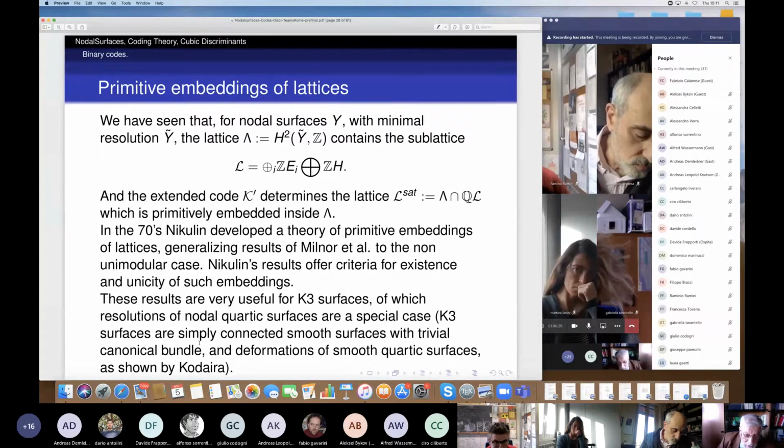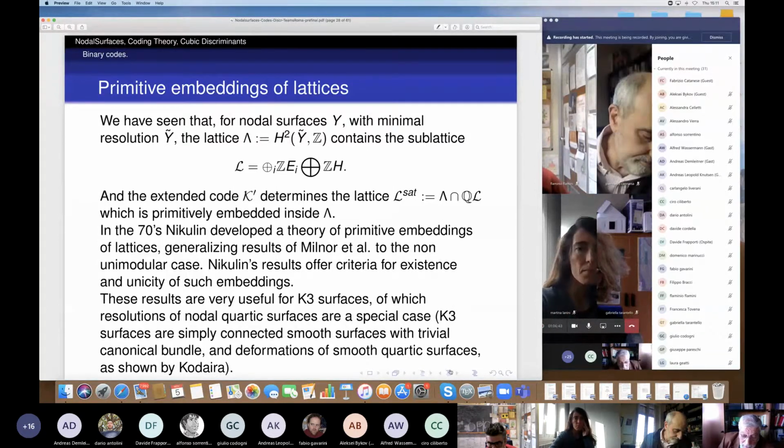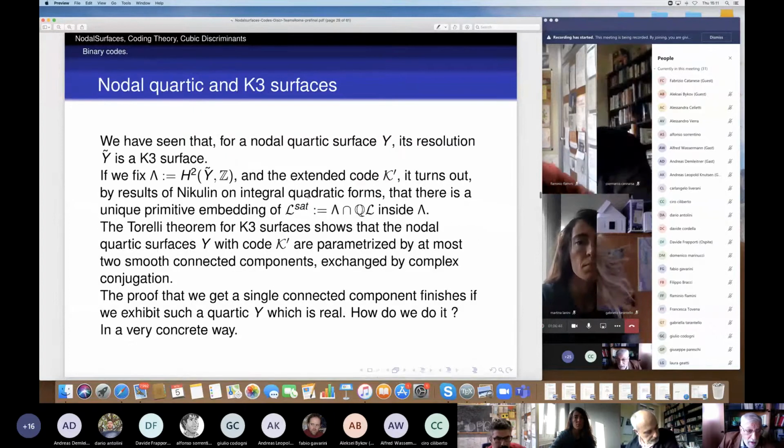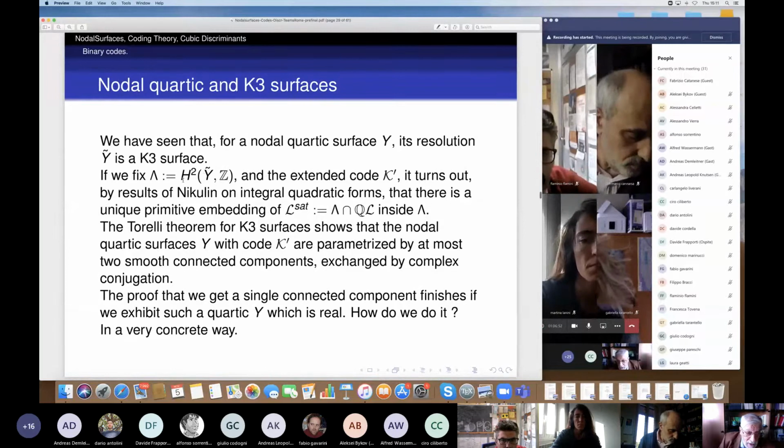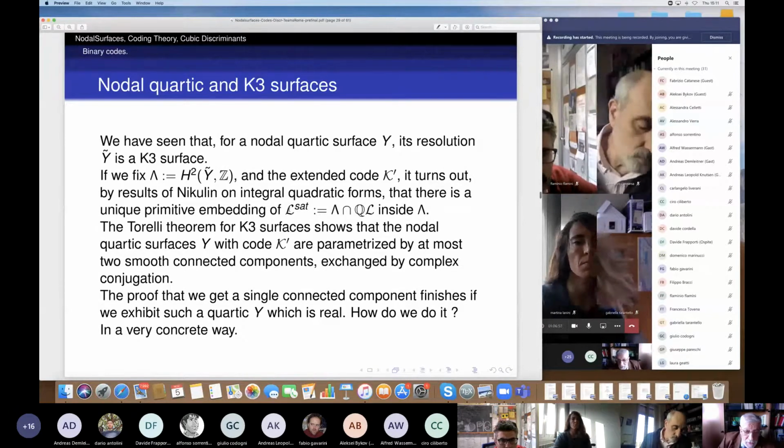K3 surfaces are simply connected smooth surfaces with trivial canonical bundle, and Kodaira showed that these are the deformations of smooth quartic surfaces. K3 stands for Kummer, Kähler, and Kodaira, who studied these surfaces. Now, if we fix the cohomology of Y tilde as a fixed lattice and the extended code, by the results of Nikulin there is a unique primitive embedding of this saturation inside lambda.